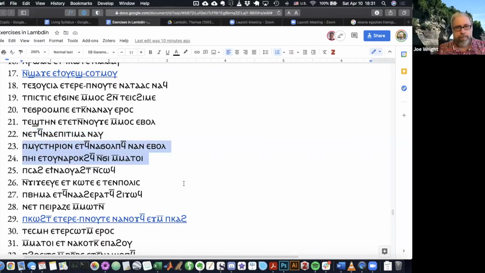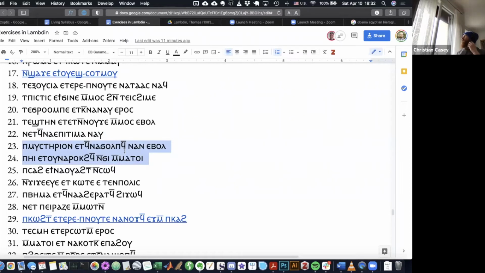And yeah, number 23, Pomisterion etofna cholapuf nan ebol. The mystery which he will reveal to us. Yeah. Okay. Cholep. I just really like the word cholep because it literally means what you do with a jar with a lid on it. It's like uncap, but then metaphorically it means to reveal. So that's kind of fun.